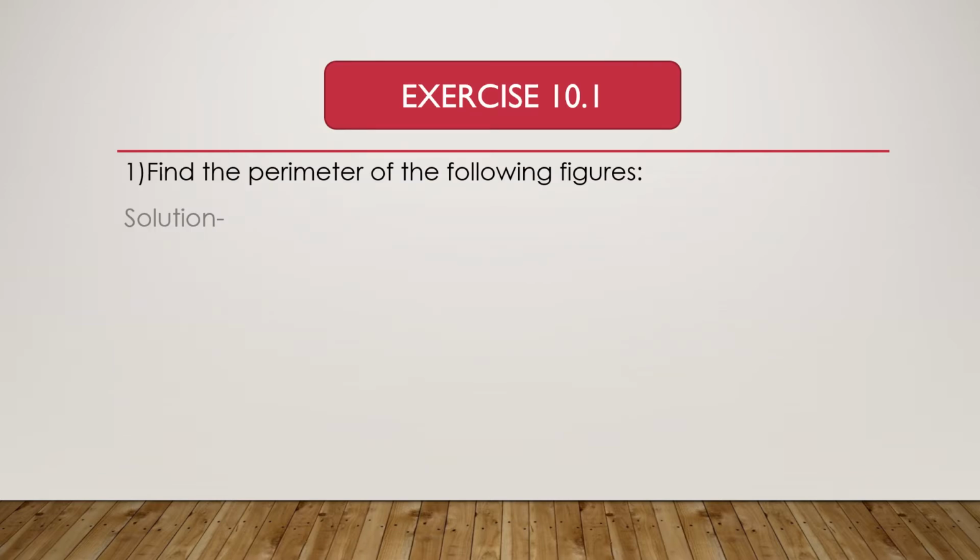Now we solve question number 1 of exercise 10.1. Find the perimeters of the following figures. This is the figure given. This side is 2 centimeter. This side is 4 centimeter, and this is 5 centimeter, and this one 1 centimeter.